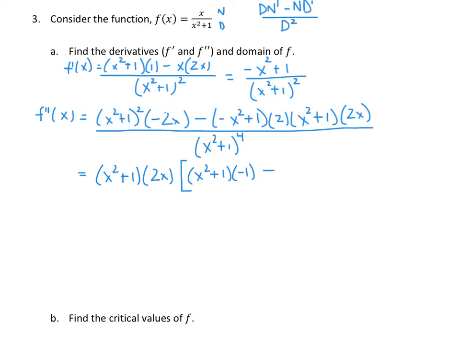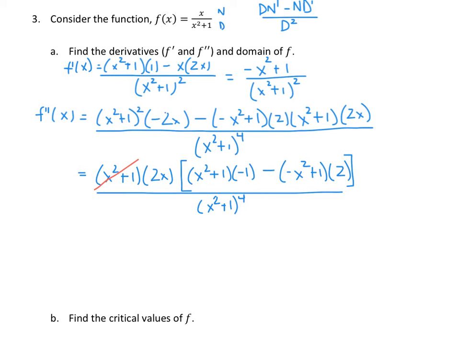And then minus, in the second term, we still have the negative x squared plus 1. We also still have a 2. But we factored out the x squared plus 1 and the 2x. And then we still have in the denominator the x squared plus 1 to the fourth power. Now notice we can simplify the x squared plus 1 in the numerator with one of them in the denominator. They will cancel, and we're left with an exponent of 3.